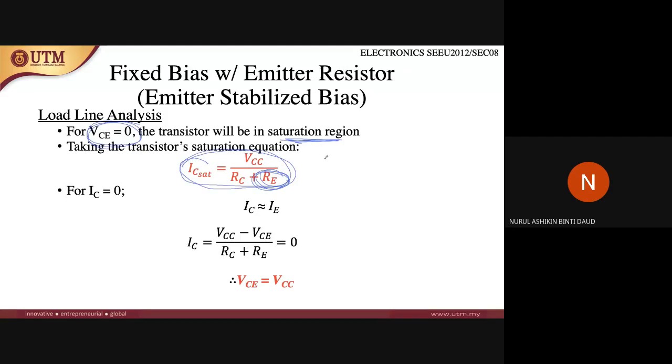For a fixed base bias circuit, IC saturation is equal to VCC over RC, right? But for the emitter stabilized bias circuit, you need to consider the resistor at the emitter. So this saturation equation will give you the Y-intercept value. Next, we need to consider the cutoff. The cutoff will happen when IC is equal to 0, so IC equals IE.